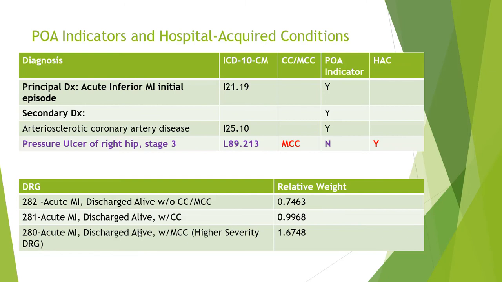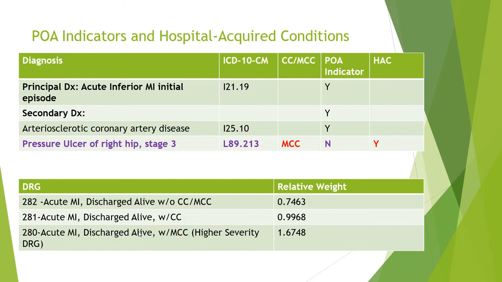If you look down at the DRGs that would be applicable in this case, if she's looking at being discharged alive, which is significant when you've had an MI, and you have no CC or MCC, your relative weight is 0.7463. But if you have an MCC, which she does now have because of her pressure ulcer, if it were not acquired during the hospital stay, it would kick her into the DRG that pays 1.6748 times the PPS rate.